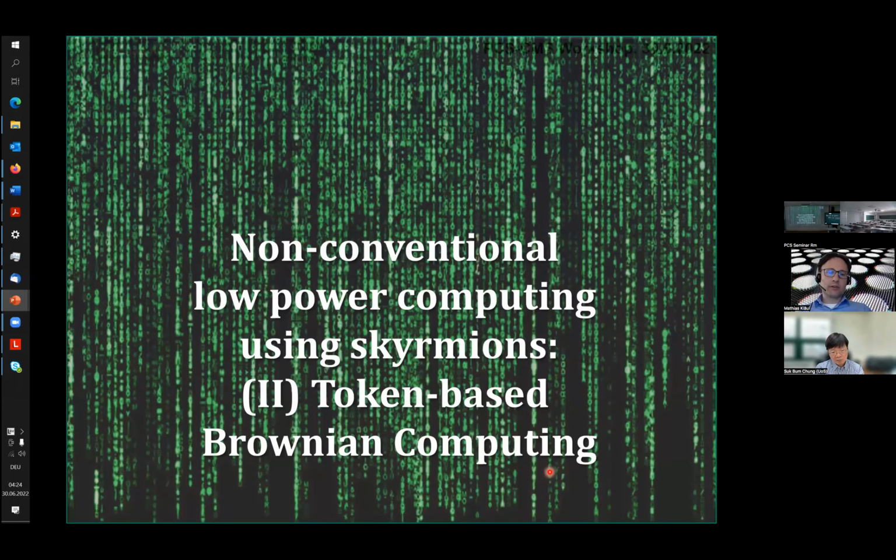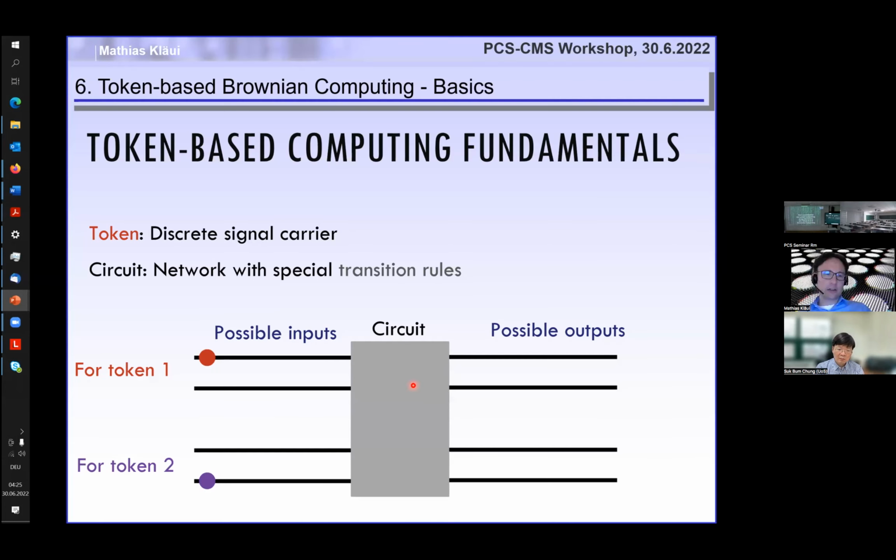And the second approach that I wanted to explore is token-based Brownian computing. So again, I'm going to first introduce the general concept and then show how we use skyrmions for that. Token-based Brownian logic relies on tokens, which are discrete signal carriers, which in our case are skyrmions, but that can also be other objects, can even be mice or something like that. And then it comprises a circuit which has certain special transition rules.